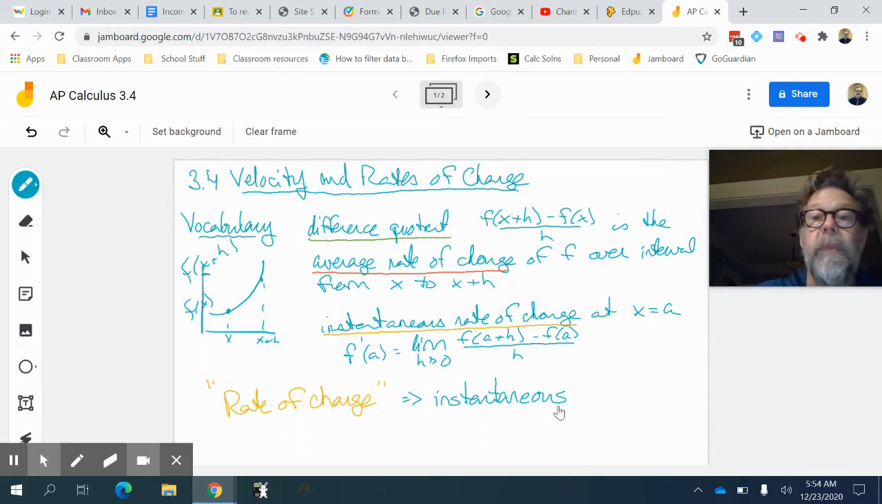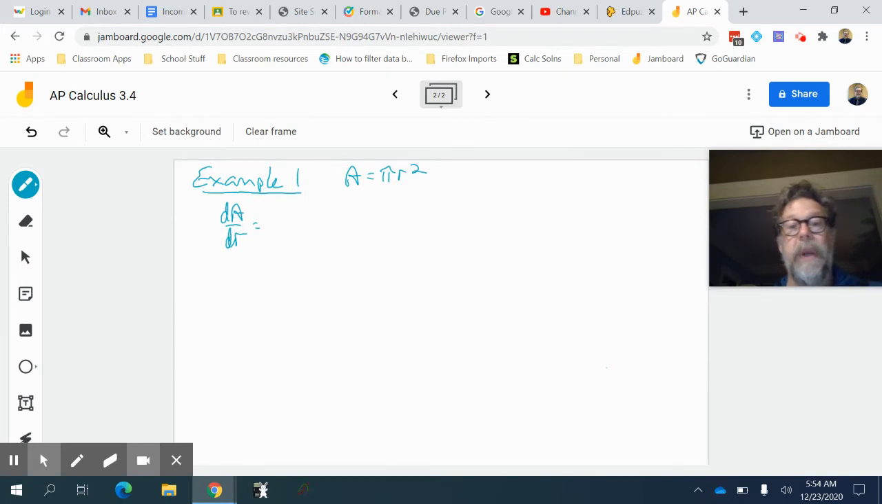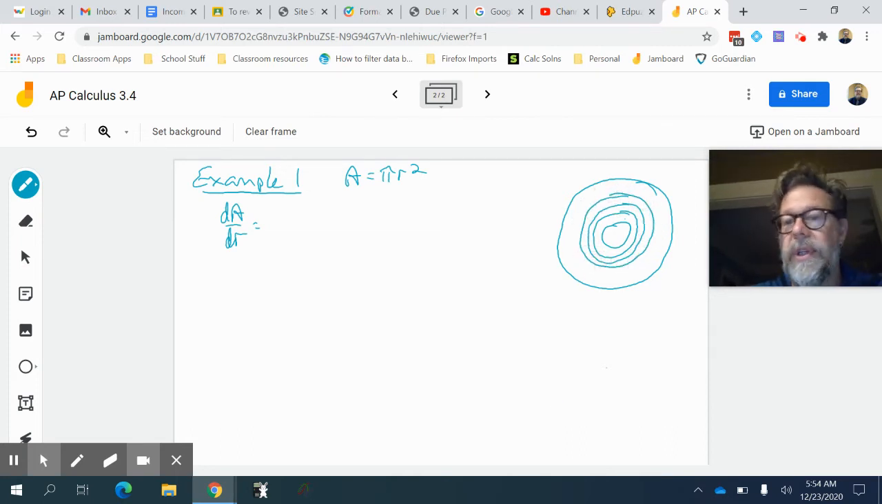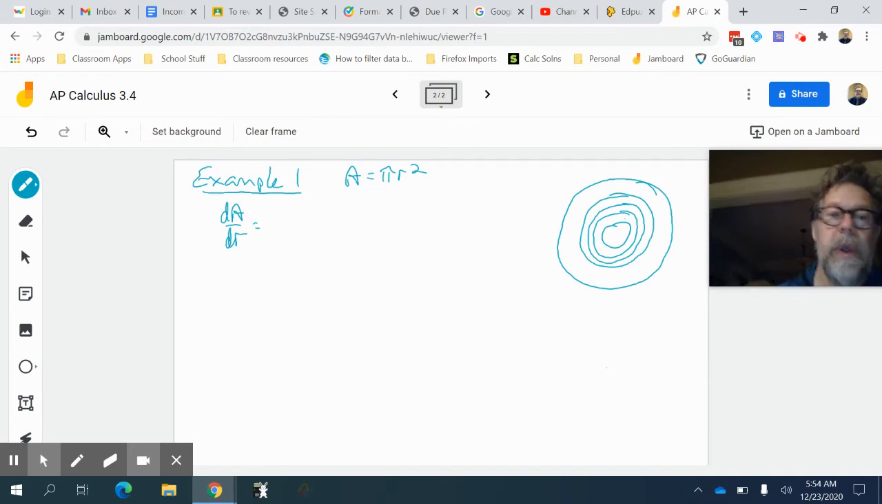So let's take a look at a quick example. We know that the area of a circle is pi r squared. If we think about why we would ever use this problem, think about tree rings, for example. We've got area, and the question is, is this a function of radius? That's area as a function of radius.